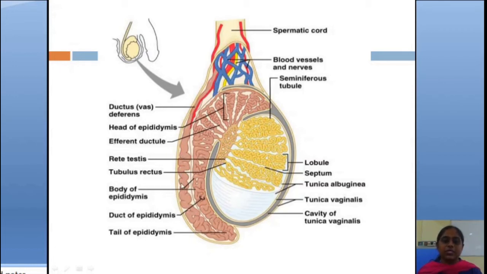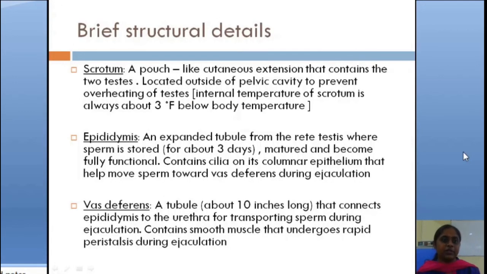Further, this epididymis forms a tube-like structure called the vas deferens. This vas deferens is said to be the transporting channel. Further, we will study the brief structural details of the scrotum. The scrotum is a pouch-like cutaneous extension that contains 2 testes. It is usually located outside the pelvic cavity to prevent overheating of the testis. Generally, the internal temperature of the scrotum is always about 3 degrees Fahrenheit below body temperature.